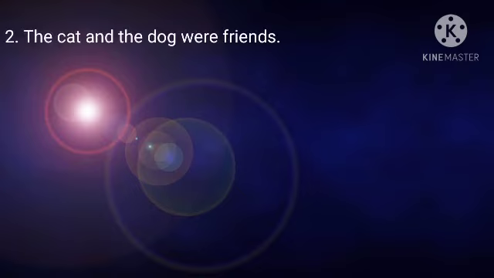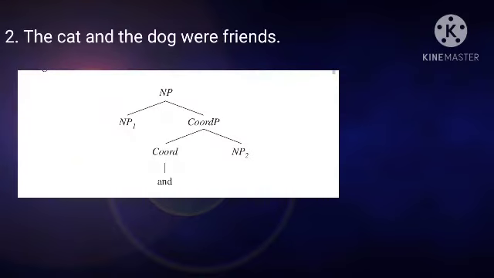And then the second sentence contains a coordinate structure, the cat and the dog. A coordinate structure results when two constituents of the same category, in this case two noun phrases, are joined with a conjunction such as and, or the word or. So the coordinate noun phrase has the following structure tree, like this.